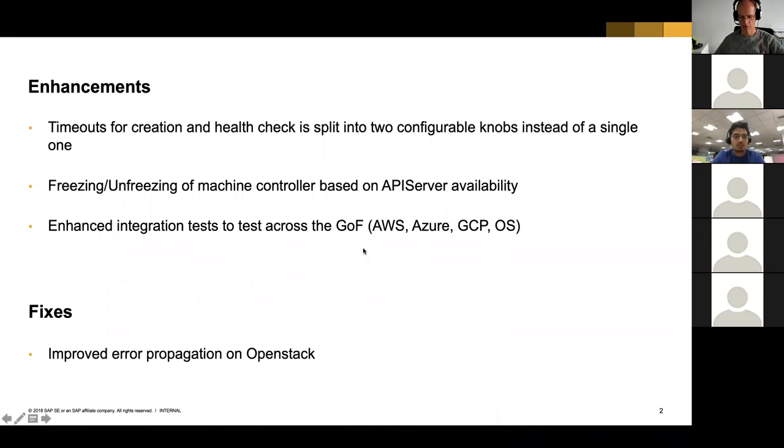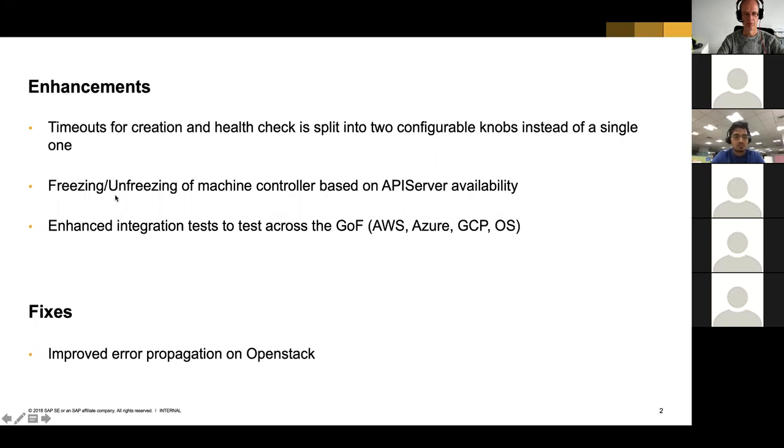So earlier we had an enhancement where we had a single knob to configure both the creation and health check timeouts. These are the timeouts used while the machine is being created and when a health check is done before a machine is termed as failed or unhealthy. We have tried to split it into two configurable knobs now.